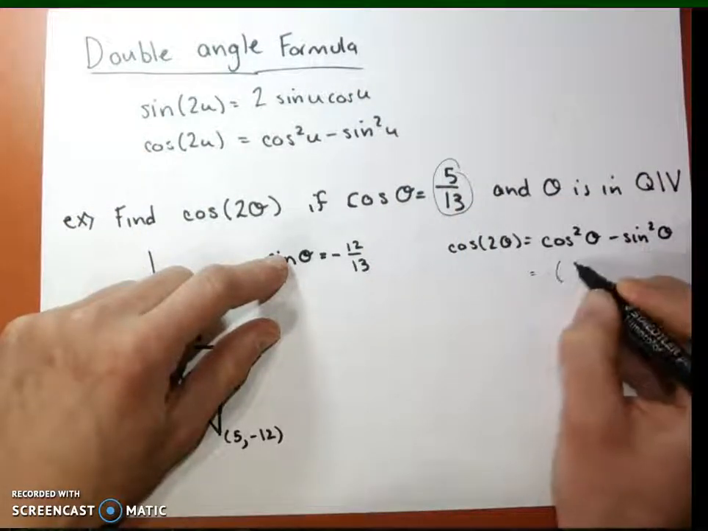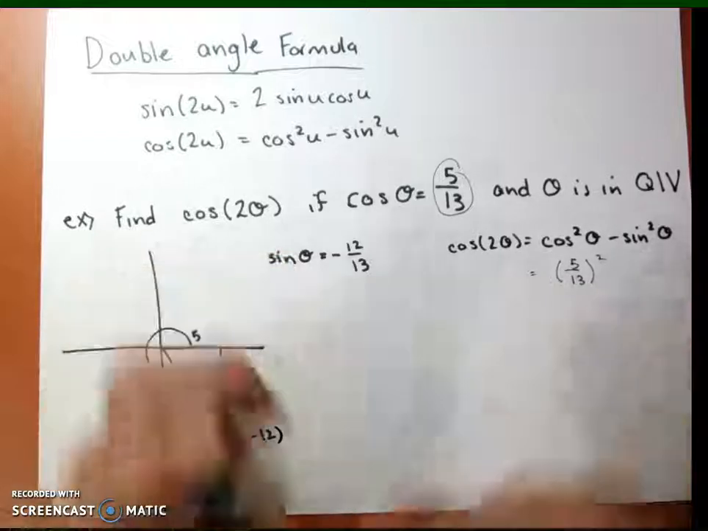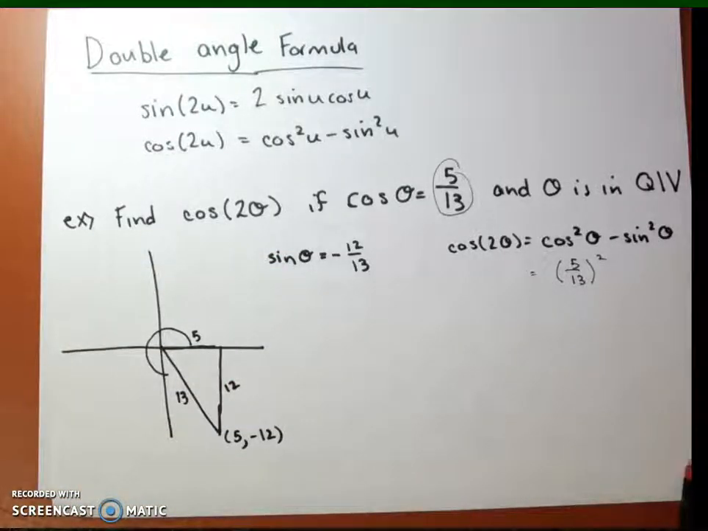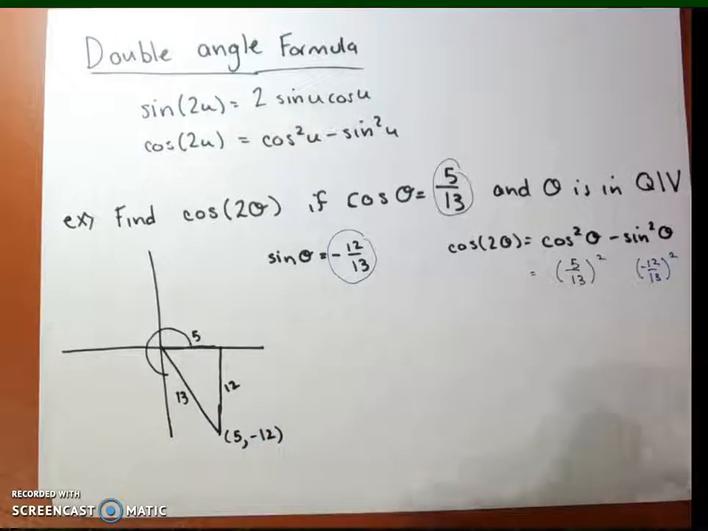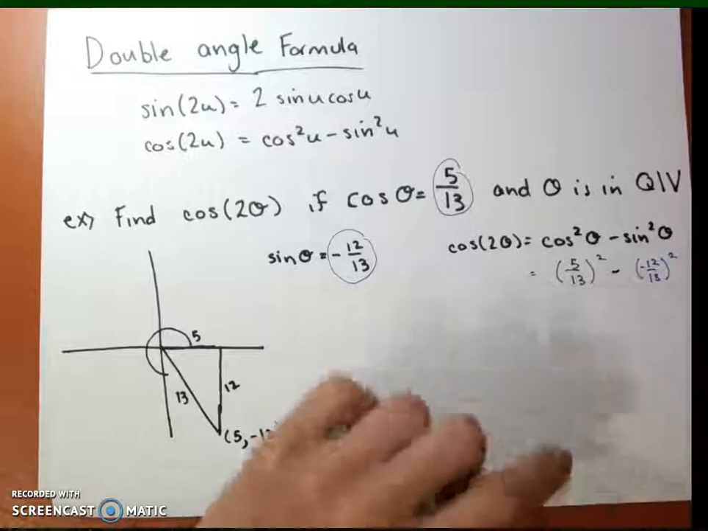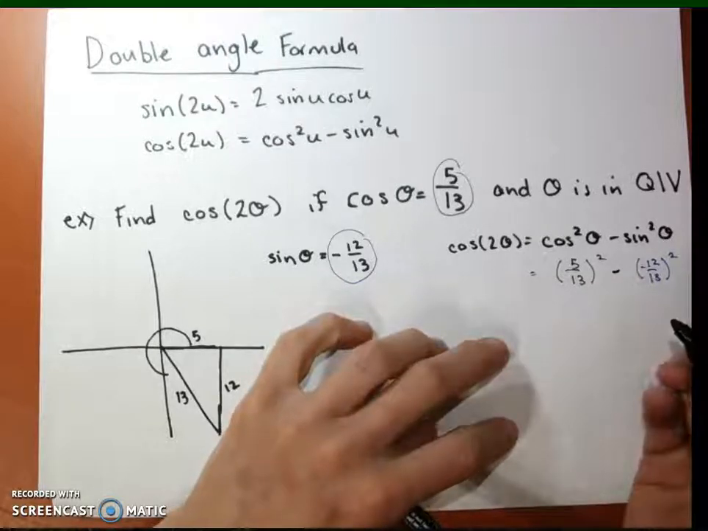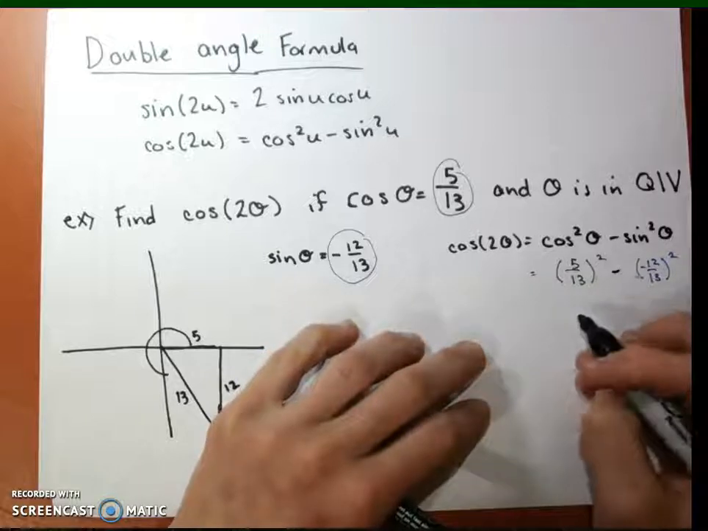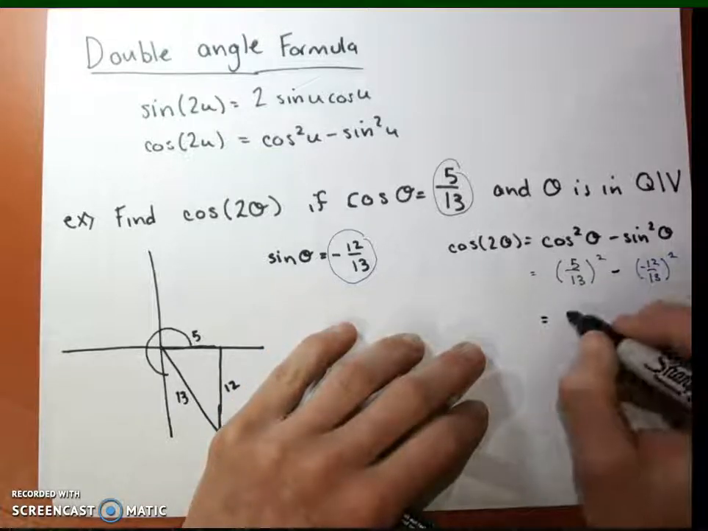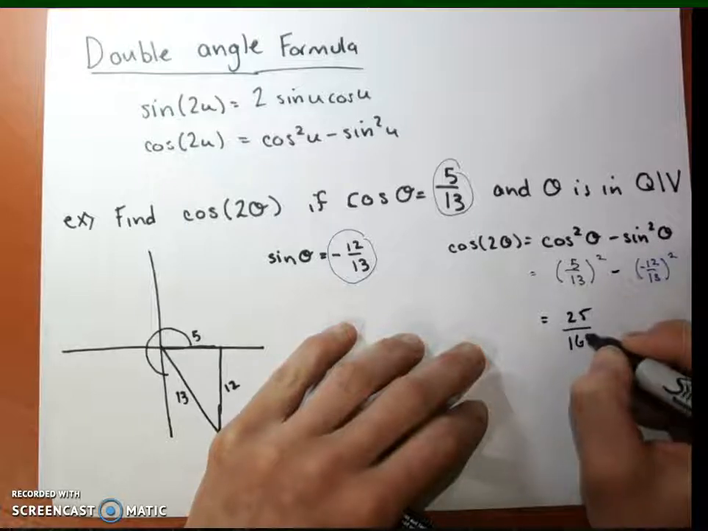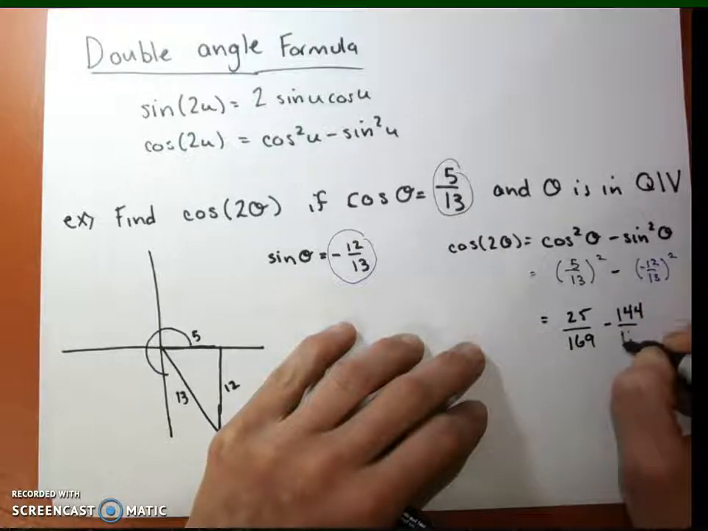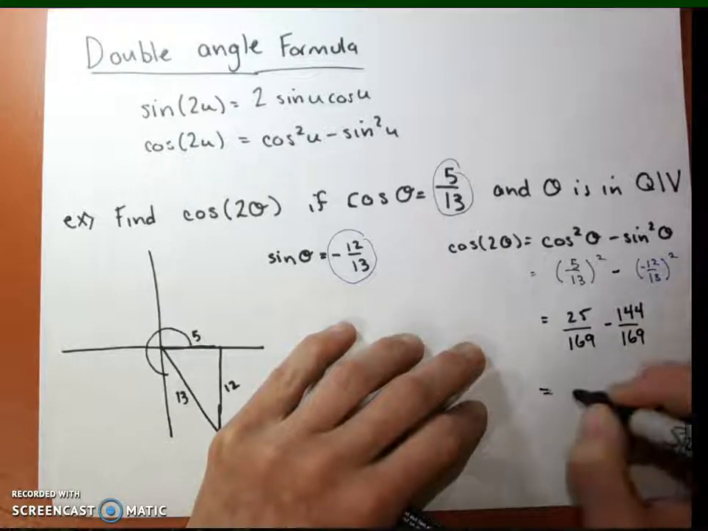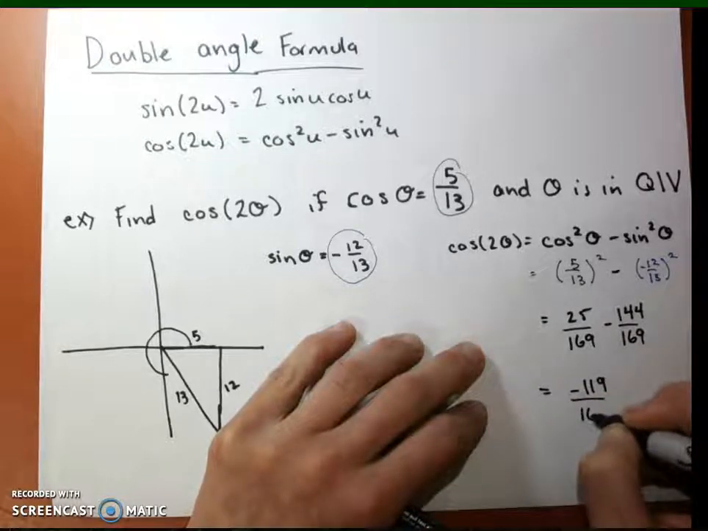So plugging into this formula, I'll do 5 over 13 squared. To get sine squared theta, I take sine of theta, so negative 12 over 13, and I'll square that. And the formula says I should take the difference between those two values. So what will I end up getting? Let's see here. 25 over 169 minus 144 over 169, which gives me negative 119 over 169.